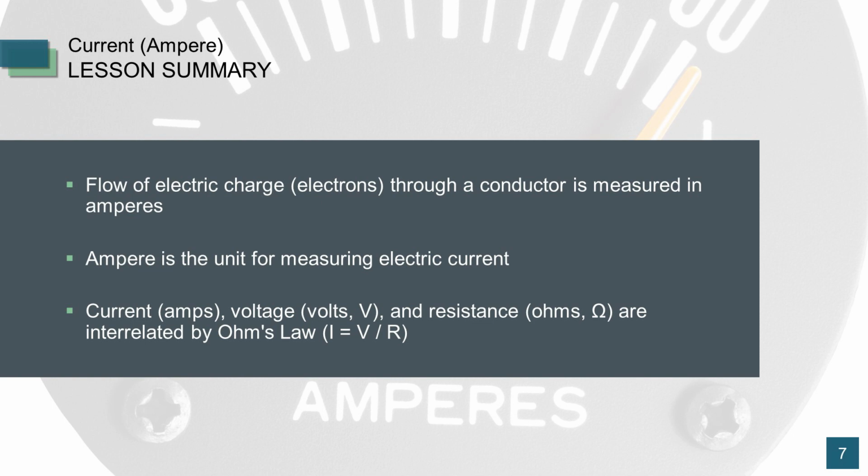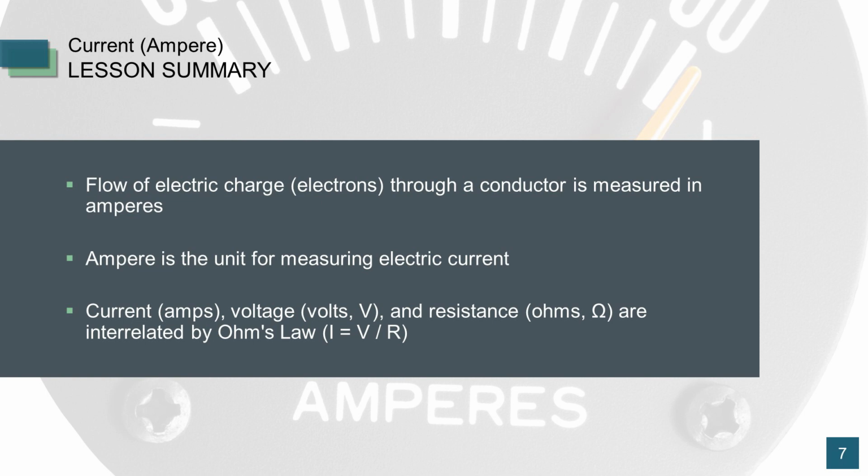Let us now recap what we have covered in this lesson on current. The flow of electric charge, electrons, through a conductor is measured in amperes, amps. A higher amp reading signifies a larger flow of charge per second. An ampere is the unit used to measure electric current. It represents the rate of charge flow, similar to how we measure water flow.